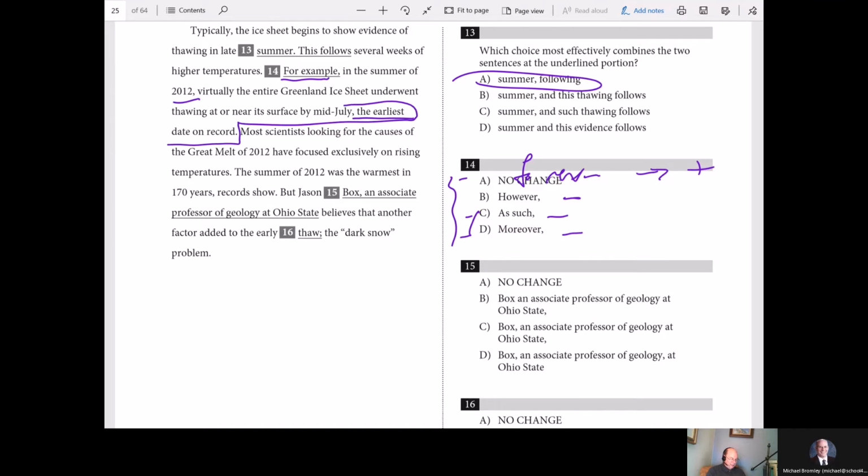Oh, wait a minute, that makes it distinct. So it's not an example of when it typically melts. It's showing me a contrast to it, so I have to go with the one that contrasts, because all these connect to it, and these, by the way, are pretty much synonymous.